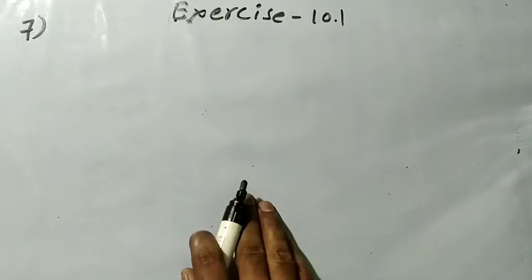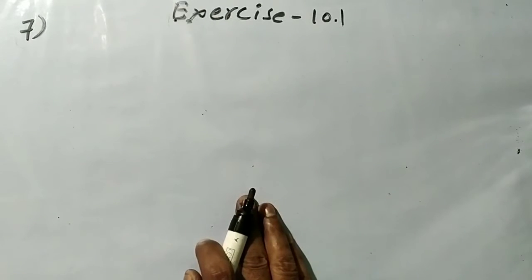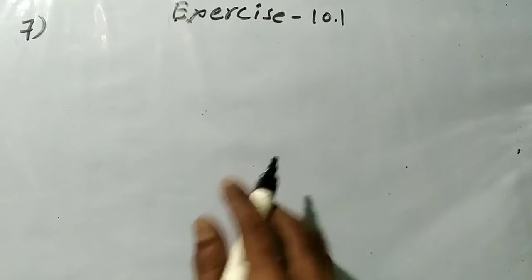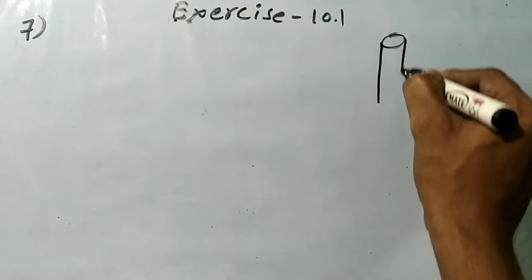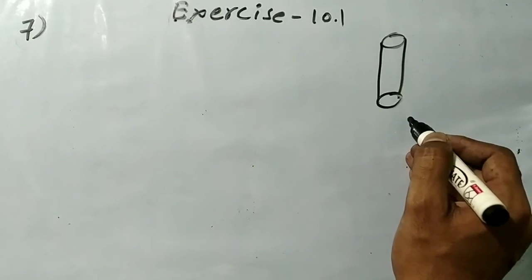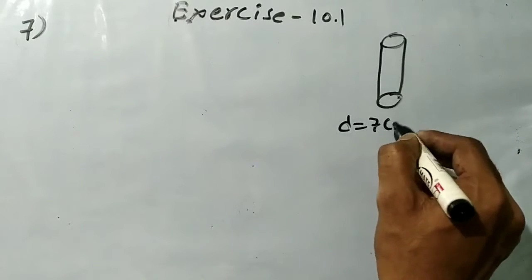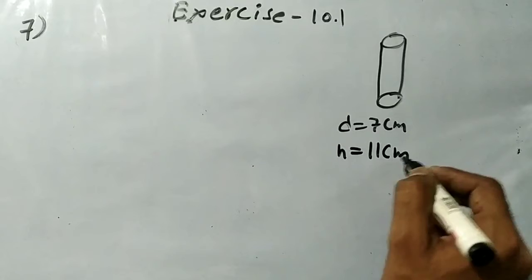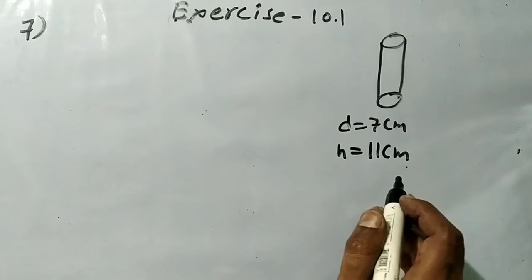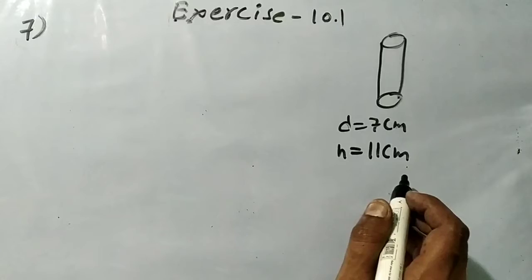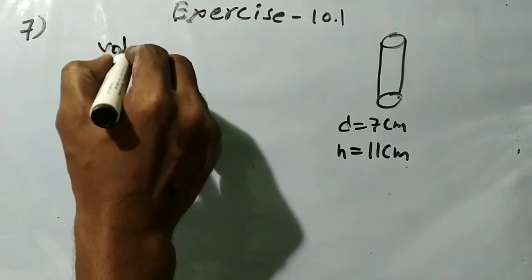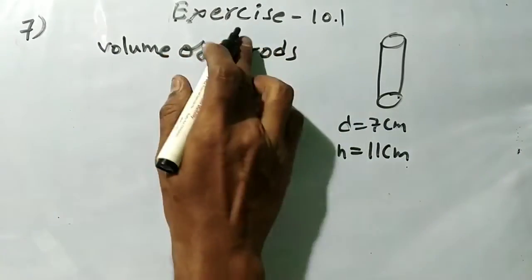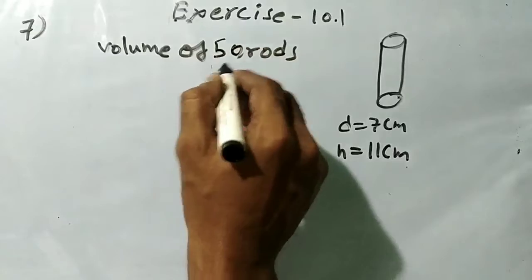The seventh question is also similar to the first one. They have given a solid iron rod of cylinder shape, which has diameter D equal to 7 centimeters and height h equal to 11 centimeters. We have to find the total volume of 50 rods.